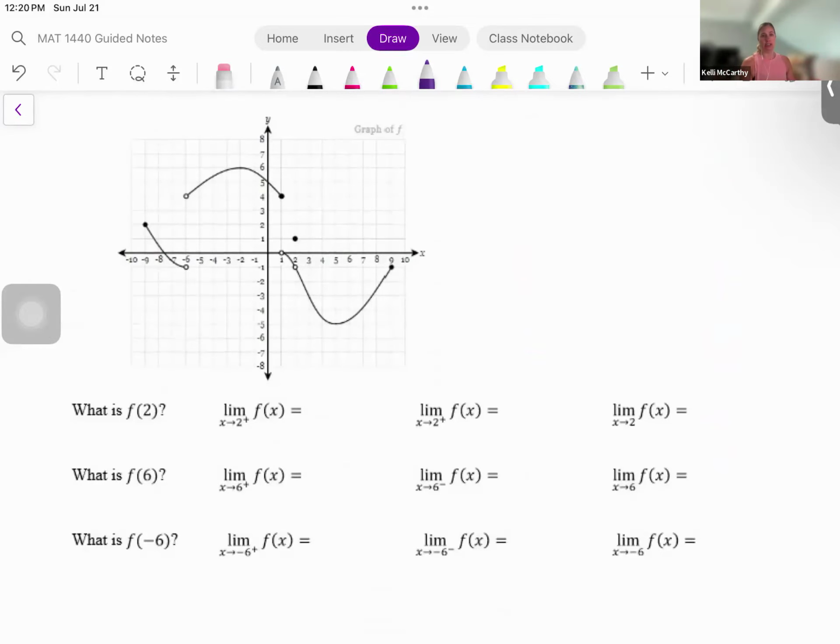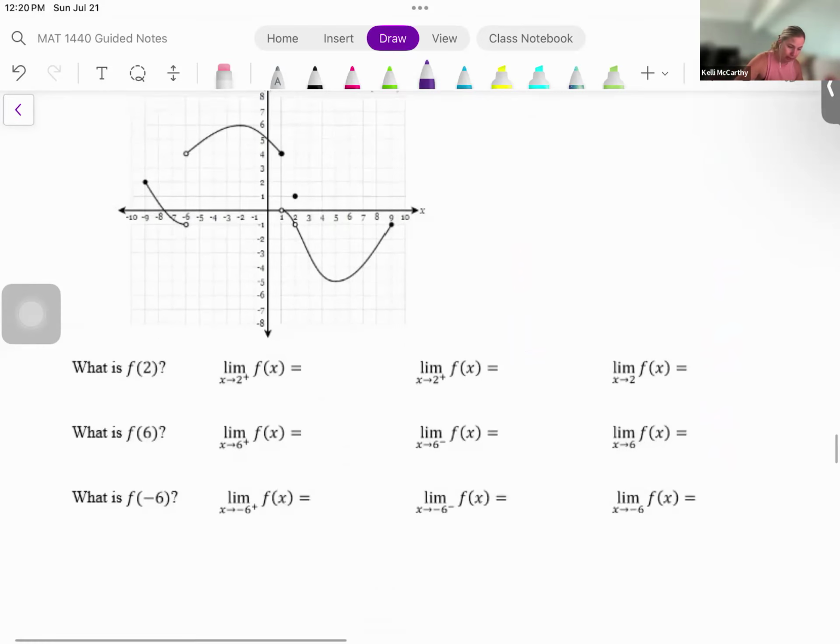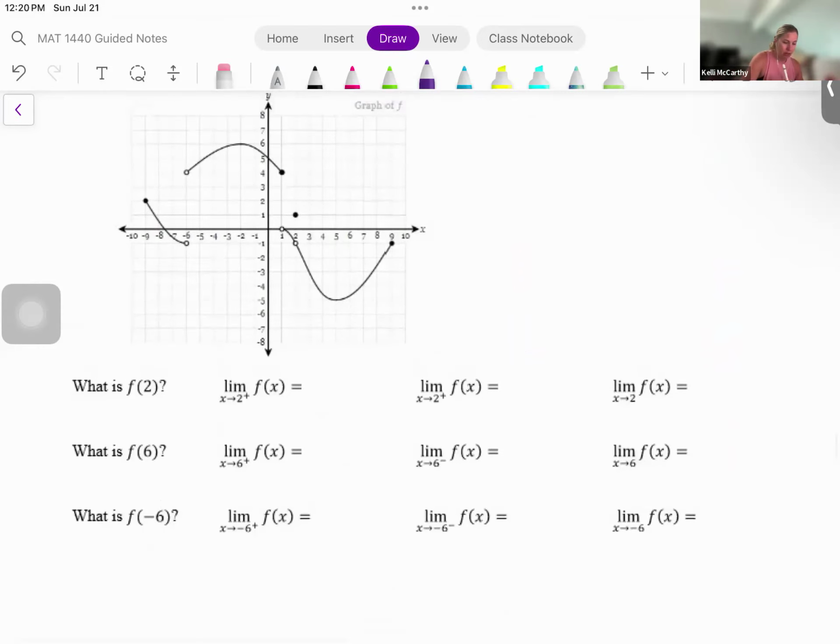Okay, let's look at another example. Another funky looking piecewise function here. And I believe there's some typos here in these one-sided limits, so we'll correct them as we get there. First, f of 2, looking at the graph, f of 2 is there at 1. As I'm approaching 2 from the right, coming in from the right, my function is approaching -1. So my limit as x approaches 2 from the right is -1.